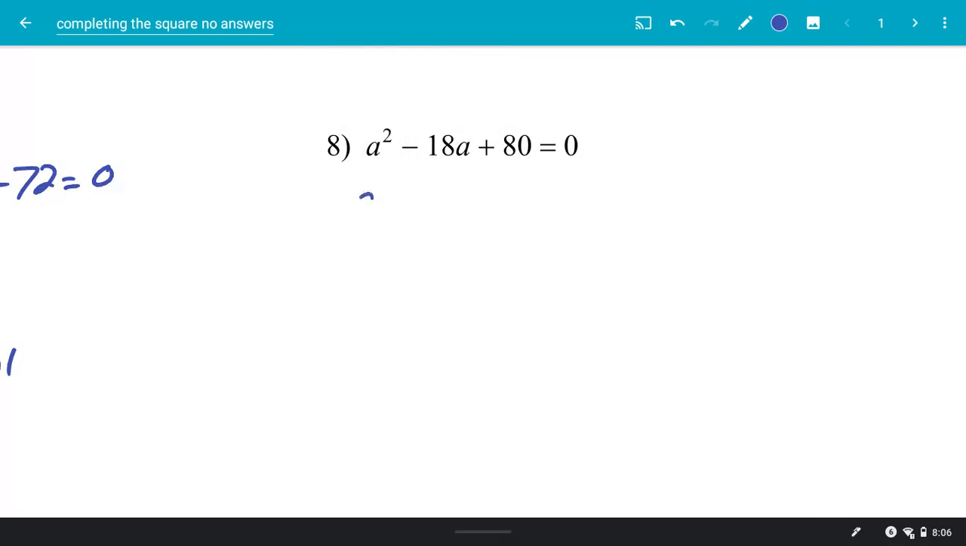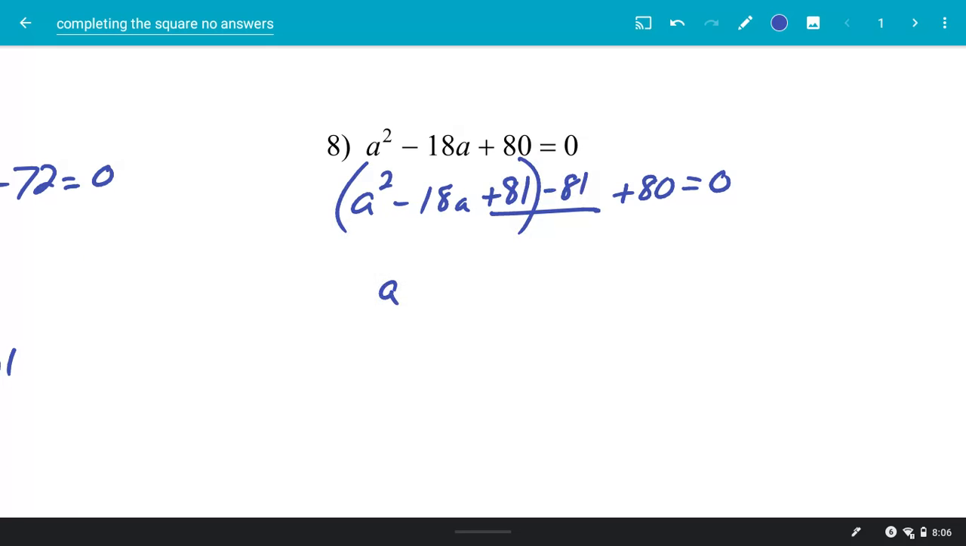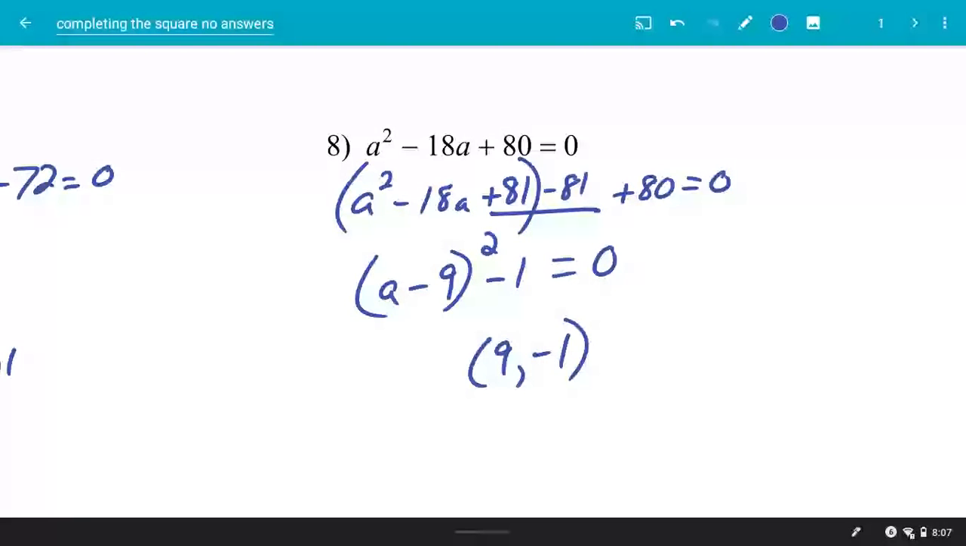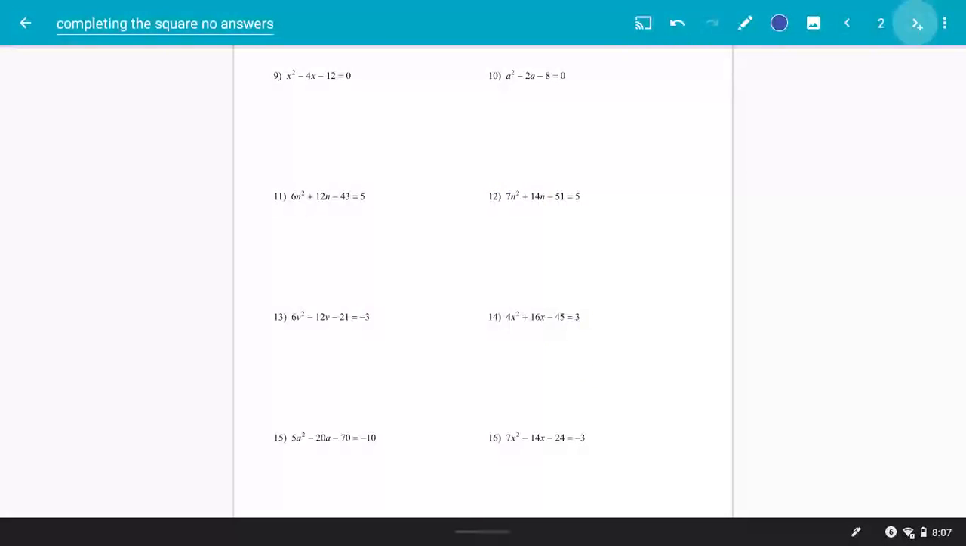Rocking and rolling here. a squared minus 18a, space, plus 80 equals 0. 18 divided by 2 is 9. 9 squared is 81, so plus 81 minus 81. There's my perfect square trinomial. a minus 9, quantity squared, minus 1. Vertex 9, negative 1.